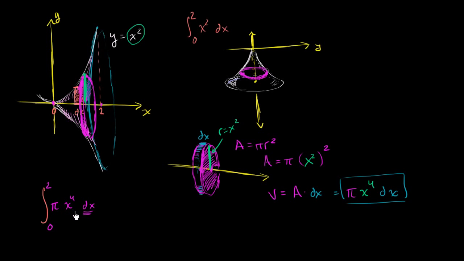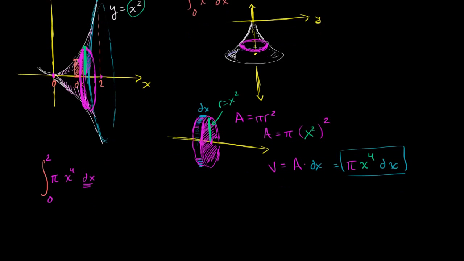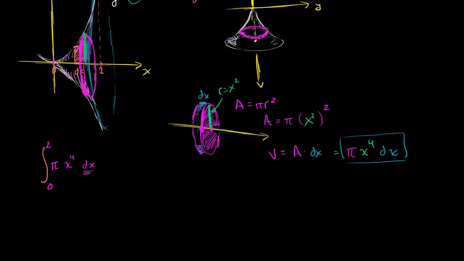So let's see if we can do that. So this is just taking a standard definite integral. So this is going to be equal to, and I encourage you to try it out before I do it, we could take the pi out. So it's going to be equal to pi times the integral from 0 to 2 of x to the fourth dx. Now, the antiderivative of x to the fourth is x to the fifth over 5. So this is going to be equal to pi times x to the fifth over 5, and we're going to go from 0 to 2.